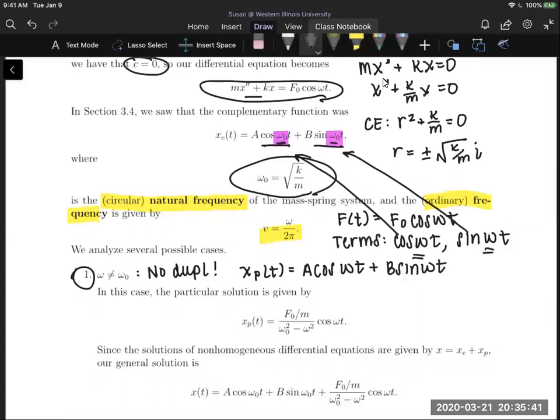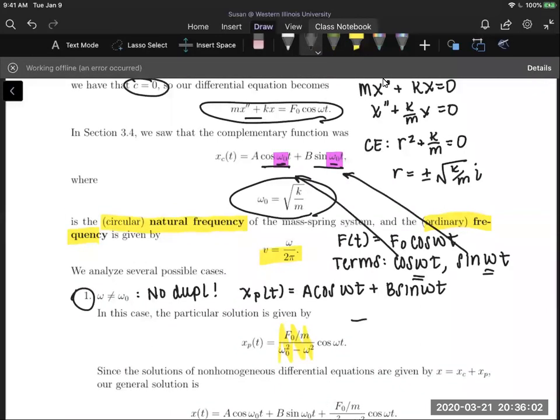Now the book has already gone through and done this for you. You'll notice that they get this coefficient right here, f naught over m divided by omega naught squared minus omega squared times cosine of omega t. So I'm not going to go through this derivation, but we will see it work out in our example. But what's important here is that our sine term dropped out, which means that b is always going to go to 0.